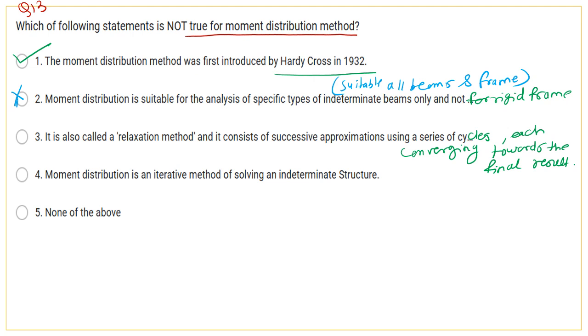Here we read the remaining options. It is also called the relaxation method, and it consists of successive approximation using a series of cycles, each converging towards the final result. So this statement is true. The next, the moment distribution is an iterative method for solving an indeterminate structure. Yes, this option is also a true statement. But in the question they ask which statement is not true. So here option number 2 is not a true statement for the moment distribution method. So the correct option for question number 13 is option number 2.